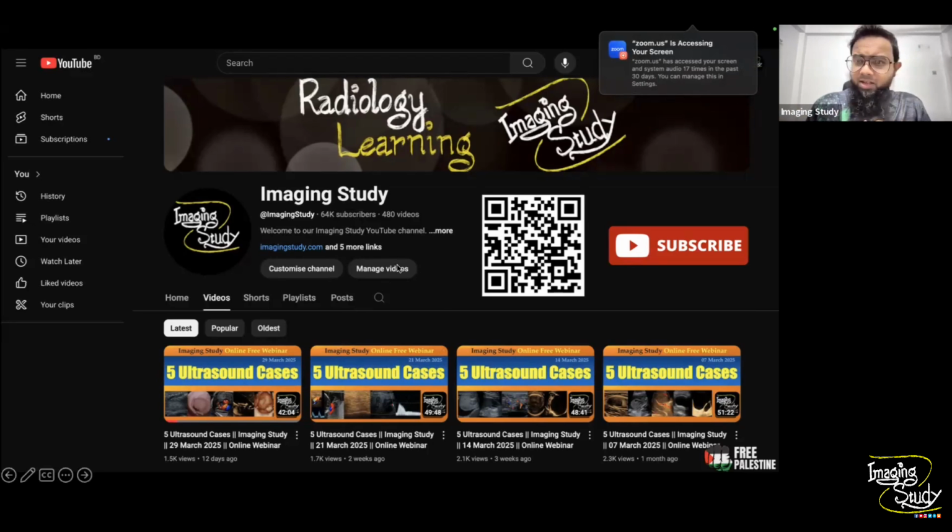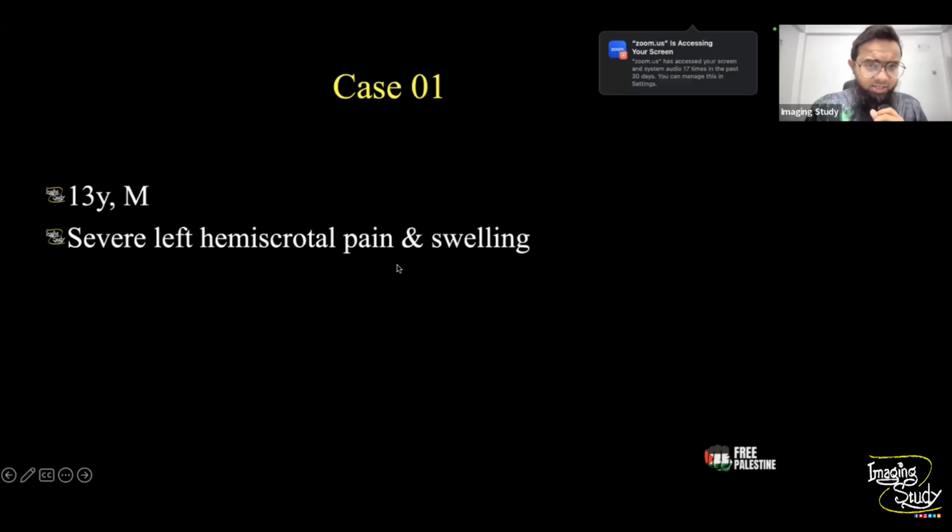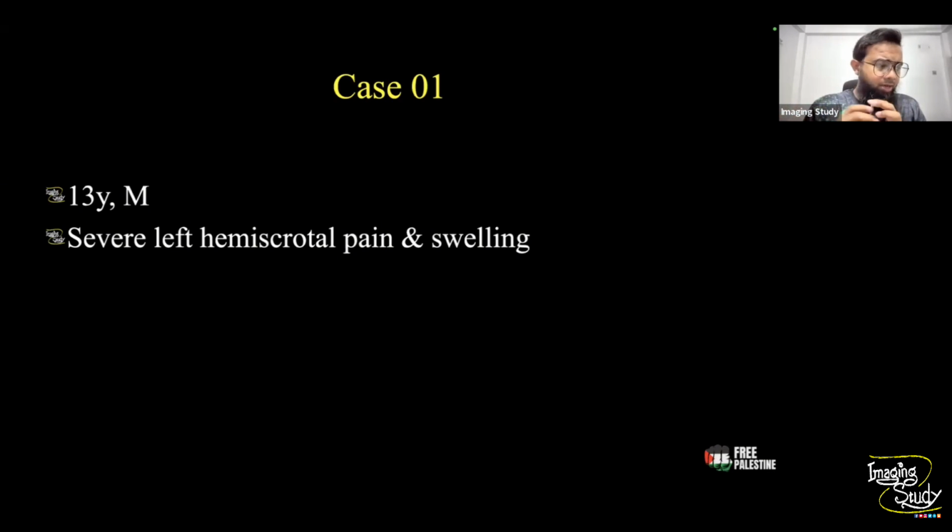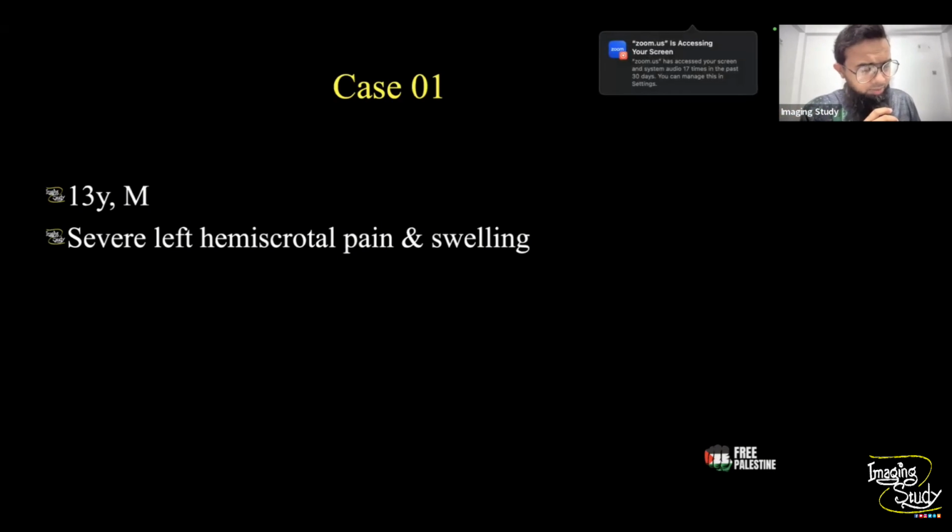So anyway, let's start with today's first case. Today we will discuss, as usual, 5 cases, and hopefully some of these may be helpful for you during your regular practice. Let's start with case number 1. This is a 13-year-old male patient who came with severe left hemiscrotal pain and swelling. It was an acute case, and let's see what we have got on ultrasound.